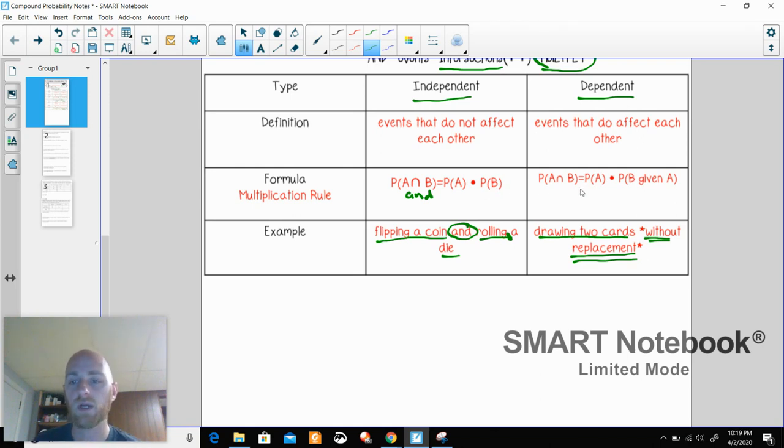The dependent events, that's where it gets a little bit harder. So this is where we're going to say, okay, it's the probability of A times the probability of B given A happened, okay? And what that means is we're going to say, okay, the probability of A, times the probability of B given A has already happened. And we're going to go a little bit further into detail in the examples on what that really looks like, okay? Stay tuned, we're going to do the examples next.